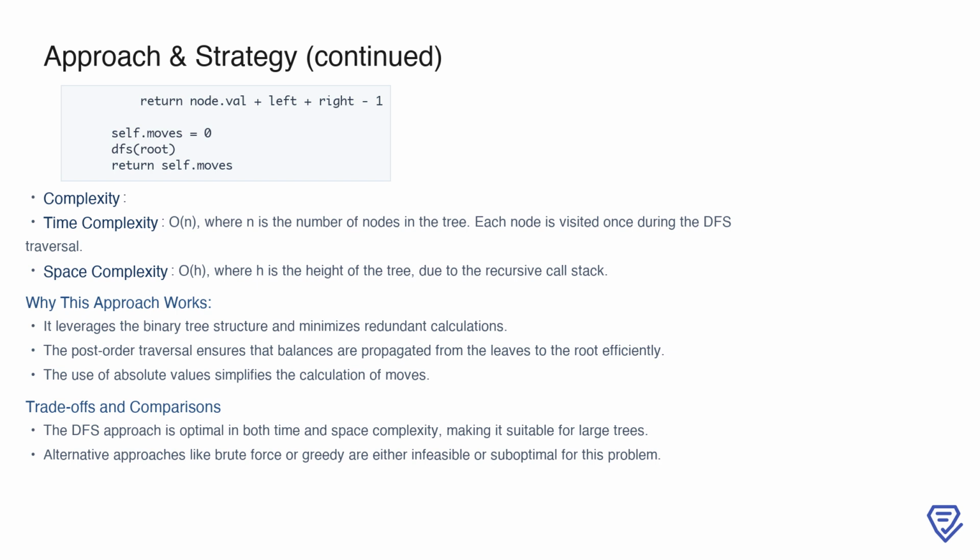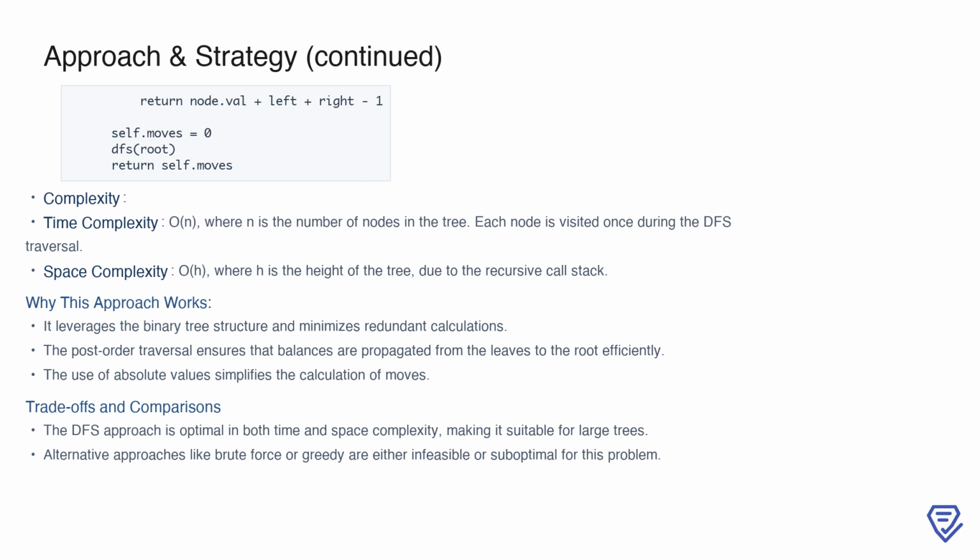The overall function initializes the moves variable to 0 and invokes the DFS function starting from the root of the tree. Once the traversal is complete, the total moves required to balance the tree are returned. In terms of complexity, this approach is highly efficient. The time complexity is O(n), where n is the number of nodes in the tree, because each node is visited exactly once. The space complexity is O(h), where h is the height of the tree, due to the recursive call stack. This makes the approach well-suited for both balanced and unbalanced binary trees.